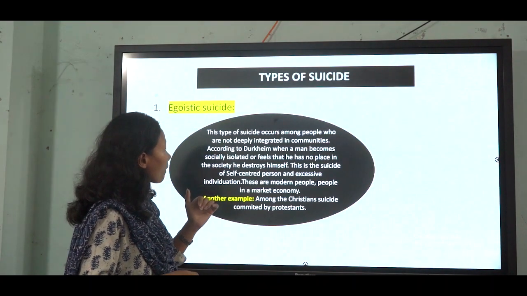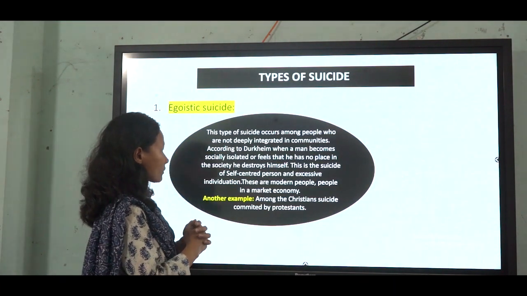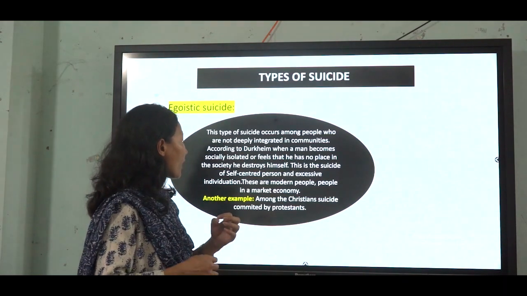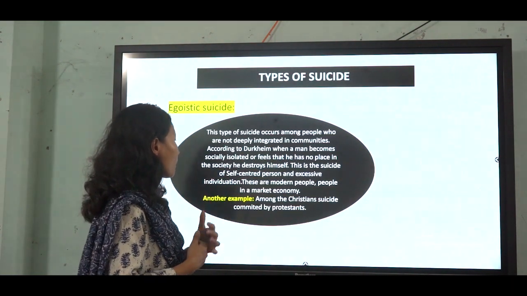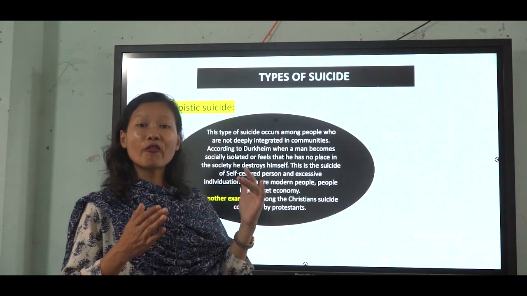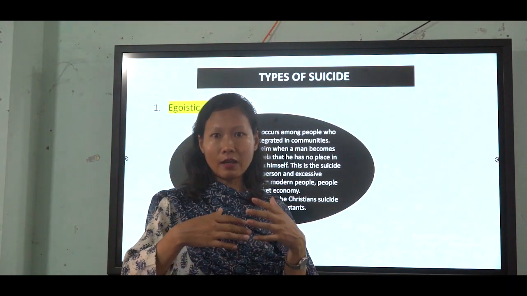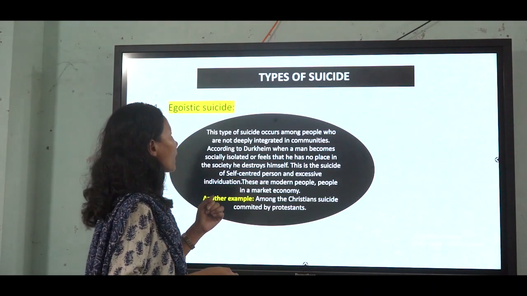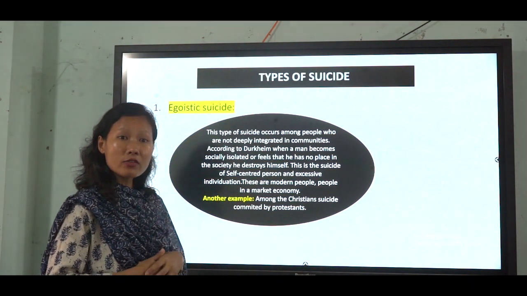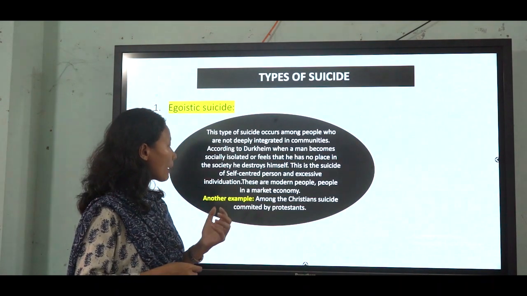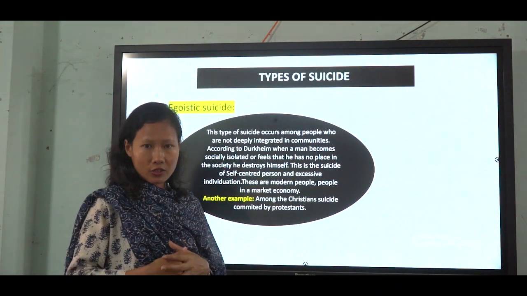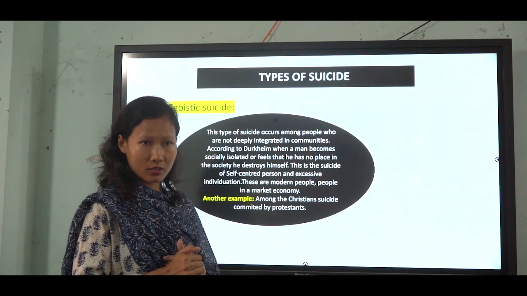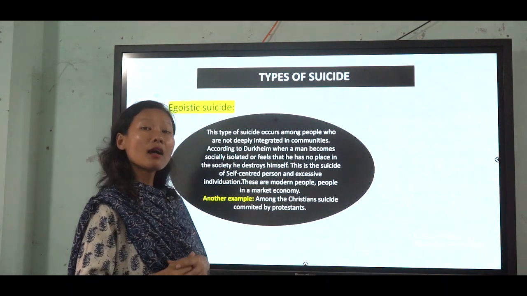Examples of egoistic suicides are those committed by a self-centered person, or because of conflict in the market economy, or in modern society where the value of close, face-to-face relationships is lacking. And apart from that, Emile Durkheim tried to explain the suicide committed by Christians. Among Christians, the rate of suicide is higher among Protestants in comparison to Catholics.